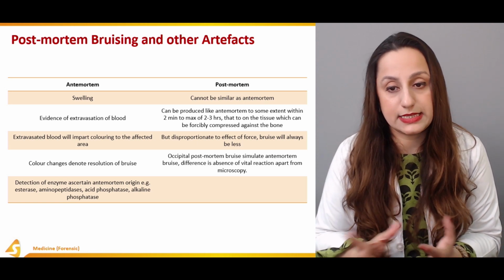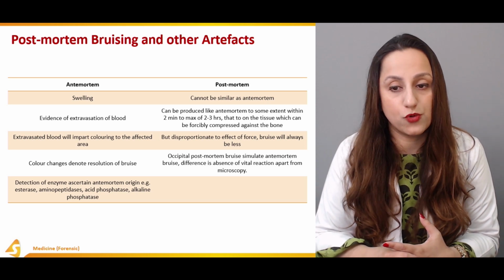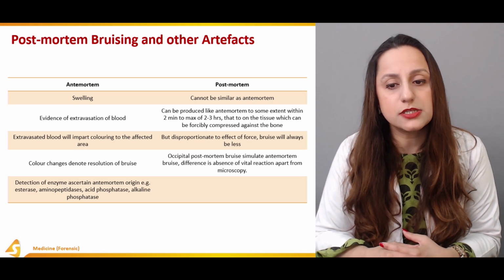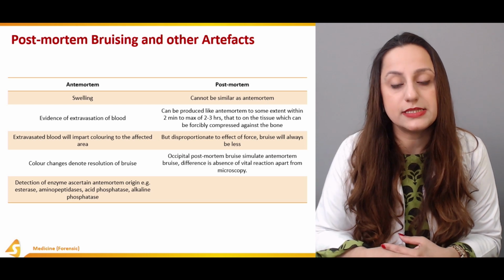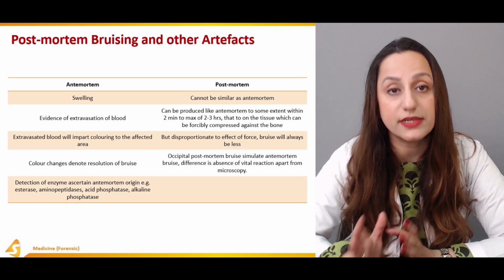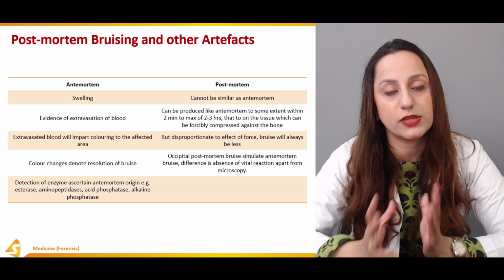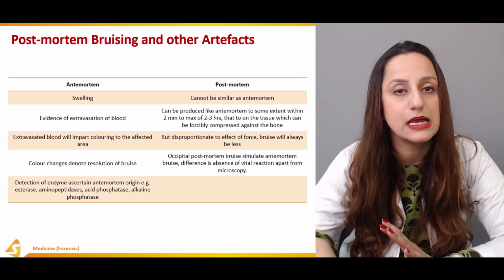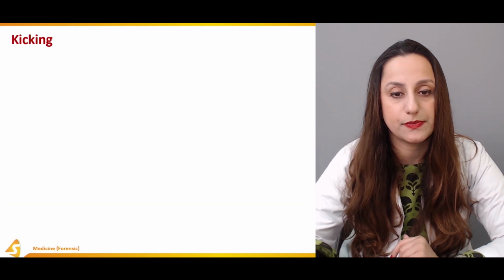While in post-mortem bruising, they are disproportionate to the effect of the force, and the bruise will always be in a lesser quantity. The occipital post-mortem bruising will simulate the ante-mortem bruise, and the difference is the absence of vital reaction apart from microscopy, because the vital reaction is only part of ante-mortem bruising due to the presence of all the enzymes. So these are the basic differences in how we differentiate an ante-mortem bruise from a post-mortem bruise.